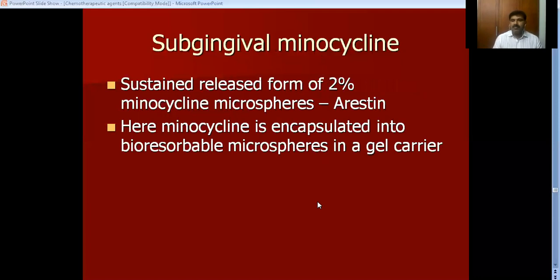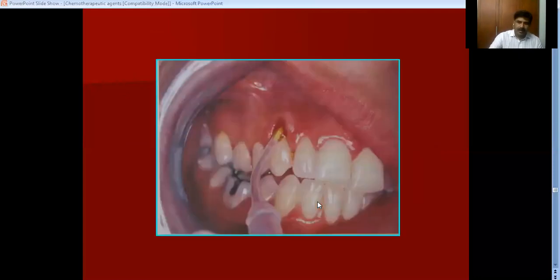Minocycline. Now you have a sustained release form of minocycline. The concentration is 2% minocycline microspheres. And mind you, the trade name by which it is available is known as Arestin. Why I'm specifically emphasizing these trade names is because, for example, for viva, all these are commonly asked. Now here the minocycline is encapsulated into bioresorbable microspheres, which are in a gel carrier.